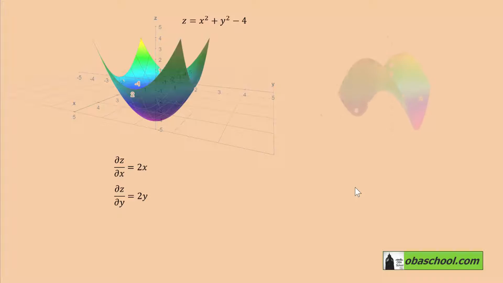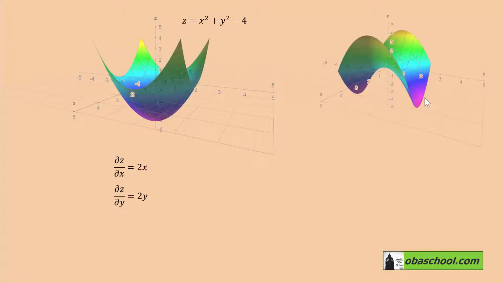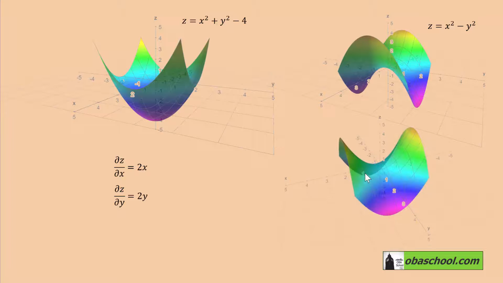As a third example here, let's look at this one. This is z equals x squared minus y squared, and this is known as a saddle point. We're looking at it from a slightly different direction here. And what you can see, certainly you'll see it when we go to the animation, is that it's a maximum in one direction and a minimum in the other direction, just like a saddle.